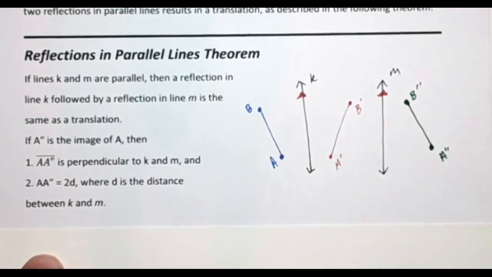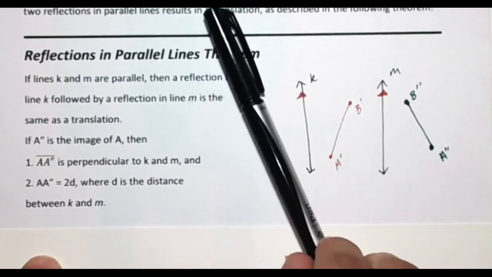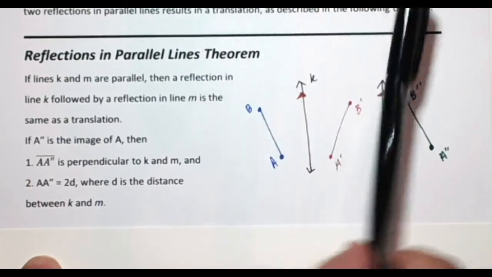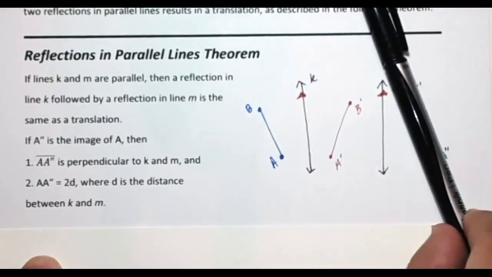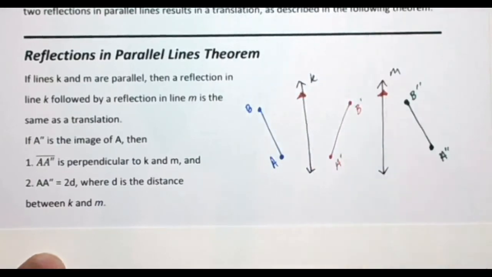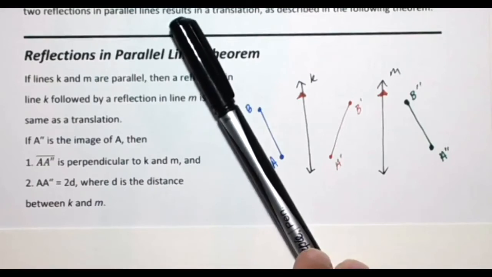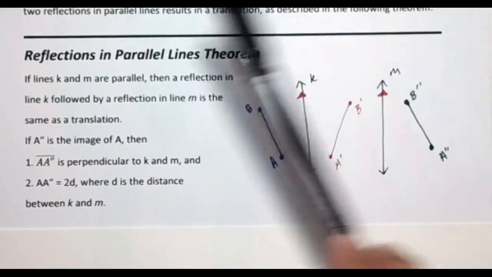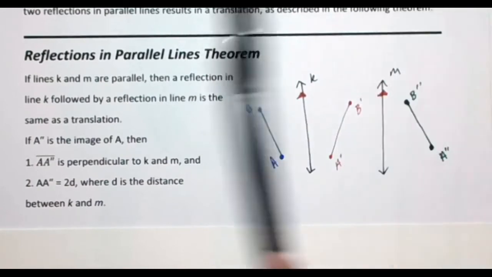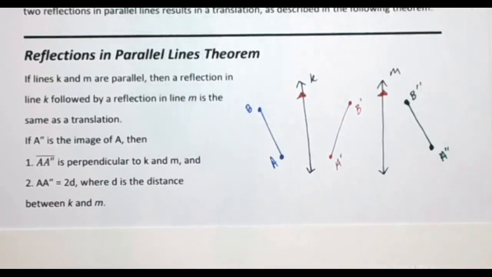Notice the slant of this line AB. The result of two reflections would be the same thing as me just taking the segment AB and sliding it over to this A prime, B prime. That's what the theorem says. There are two ways to get from this pre-image to this image: I can reflect it twice, or I can just translate it once.